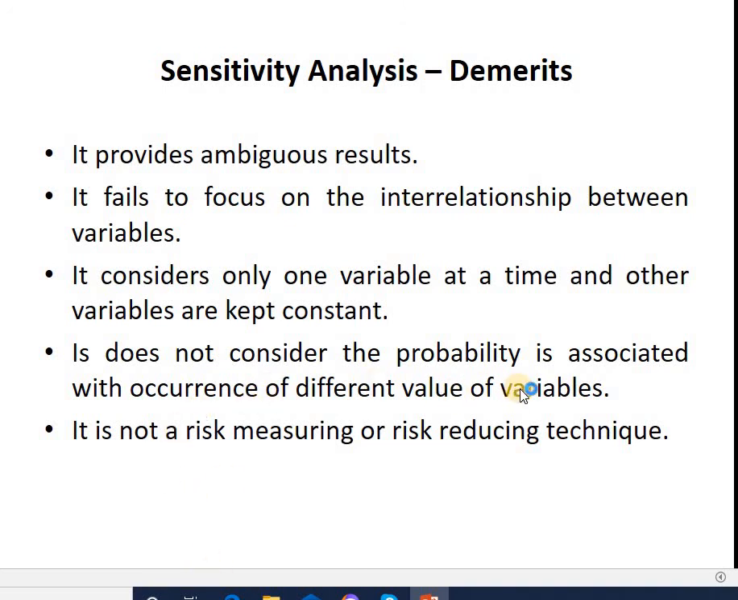It does not consider the probabilities associated with the occurrence of different values of a variable. Here we are not considering the chances. We are not considering the probability or chance of occurrence for the variables. We are not assigning any probability to the occurrence of the changes. We are just taking the variables and then finding out the impact on NPV.